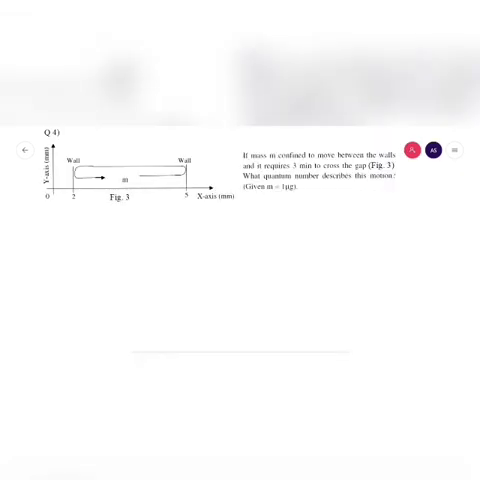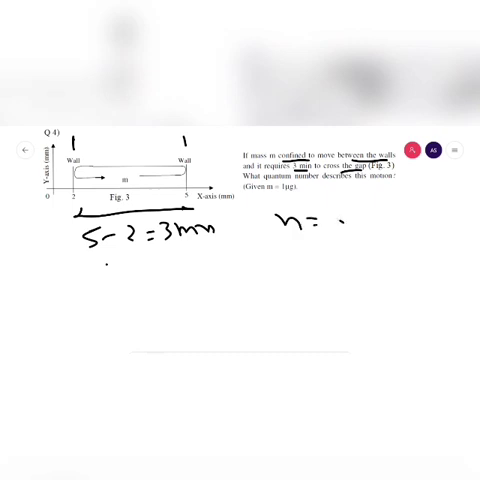In question number 4, the mass m is confined between the walls, and it requires 3 minutes to cross the gap. This gap is 5 minus 2, equal to 3 mm. That is the gap. What is the quantum number? What is the value of n? You know that 3 minutes will be equal to 180 second.